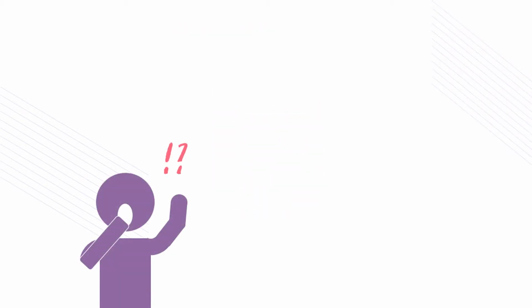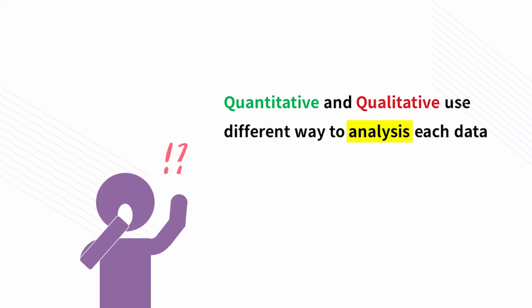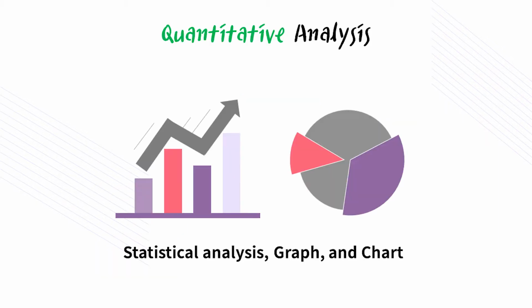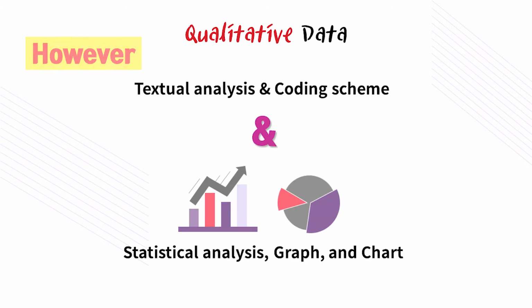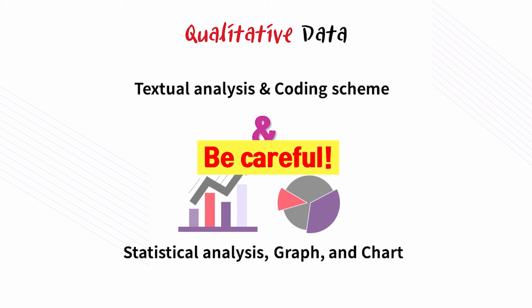Because their methods are different, the ways to analyze quantitative and qualitative data are different too. Quantitative will feature statistical analysis, graphs, and charts, but qualitative will use textual analysis and coding for themes in order to interpret data. However, numbers, graphs, and charts can be reported as basic demographic information numerically before getting into qualitative analysis. So be careful.